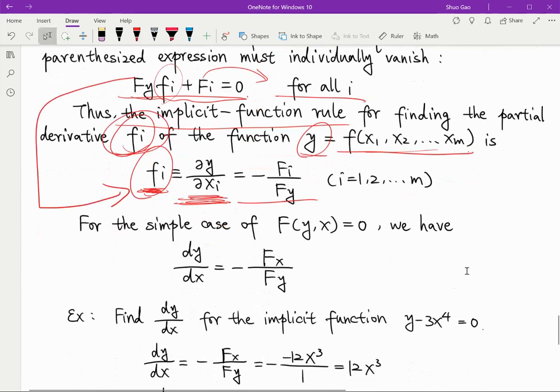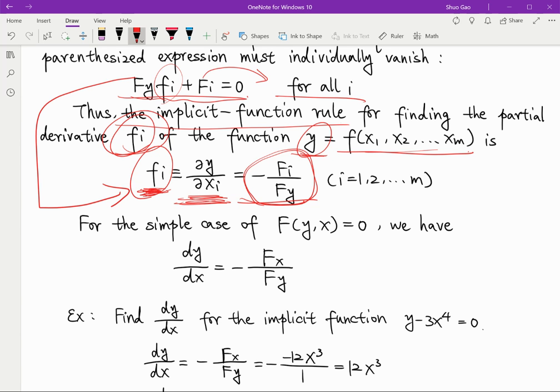That means that if we want to know the partial derivative of y with respect to any of the x_i, but all that we know is the implicit expression, big F, we can use this kind of formula to find the partial derivative, okay?